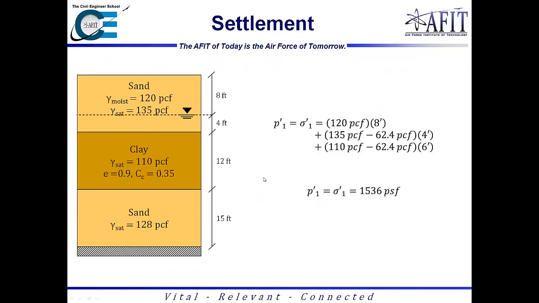And so the first thing I want to do is calculate the actual stress right here in the center of the clay layer. To calculate that, I'll do 120 pounds per cubic foot times 8 feet. And then I'm going to go ahead and add that to 135 minus the water pressure and multiply that by 4 feet. And then I'm going to come down here and do the same thing with the clay layer. So I'll do 110 minus 62.4 times 6 feet because I'm interested in what the pressure is in the middle of the clay layer. And so I'm going to wind up with 1,536 pounds per square foot.